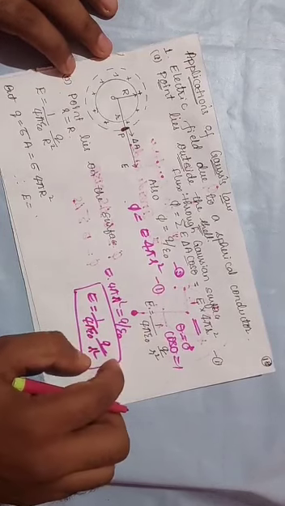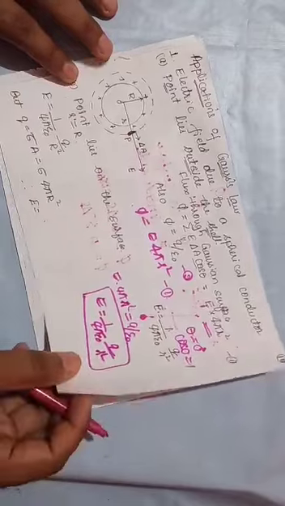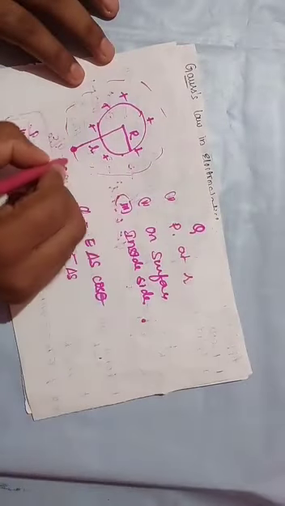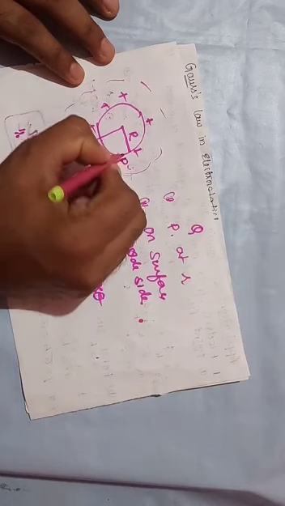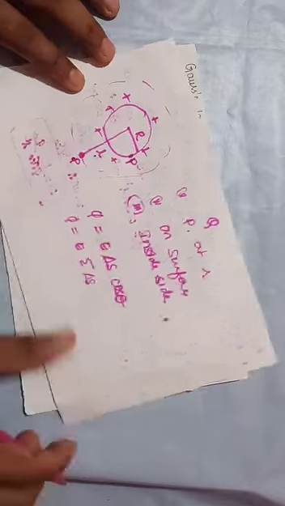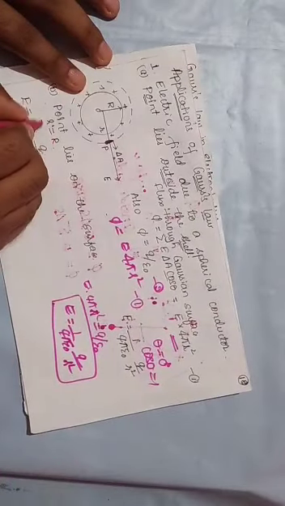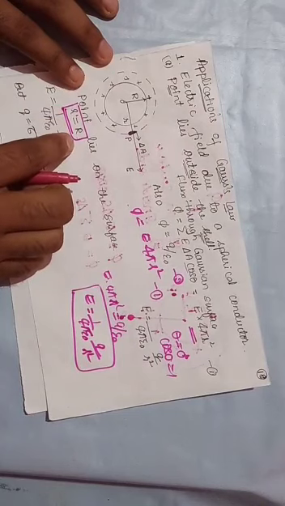So this is one relation. The second case is when point P lies on the surface. The point P was here in the first case; in the second case it lies on the surface. As it lies on the surface, the distance r is equal to the radius of the sphere, that is r is equal to capital R.